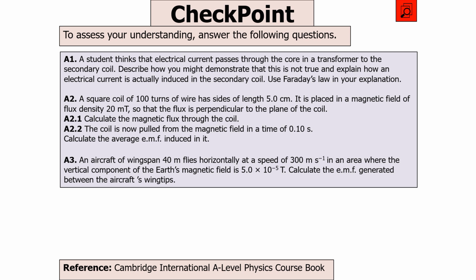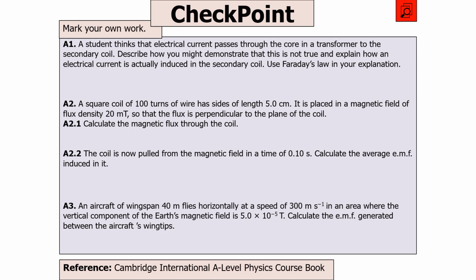Then an aircraft of wingspan 40 meters flies horizontally at a speed of 300 meters per second in an area where the vertical component of the Earth's magnetic field is 5.0 times 10 to the minus 5 teslas. Calculate the EMF generated between the aircraft's wing tips. So pause the video now, then unpause the video when you want to go through your answer.